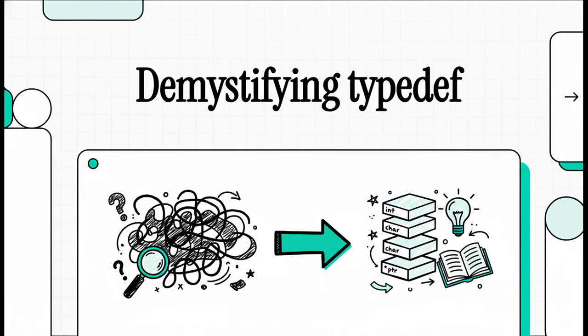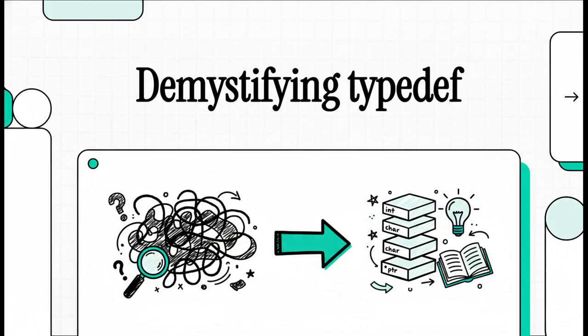Hey everyone, and welcome. Have you ever been staring at a line of C code, squinting, trying to figure out what on earth a declaration is supposed to mean? Yeah, we've all been there. Well, today we're going to pull back the curtain on a simple but super powerful keyword that can take your code from totally confusing to crystal clear.